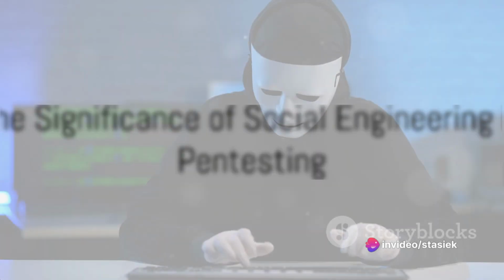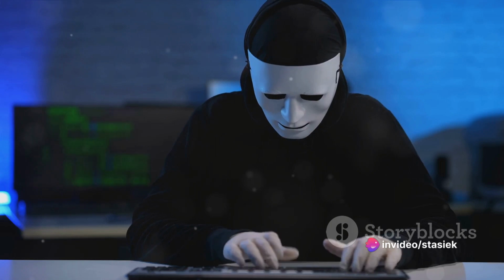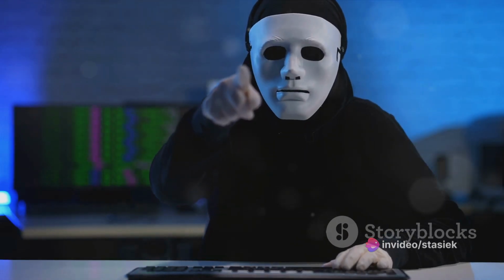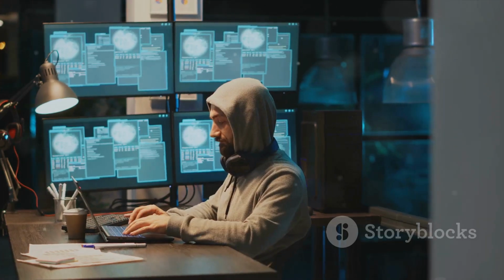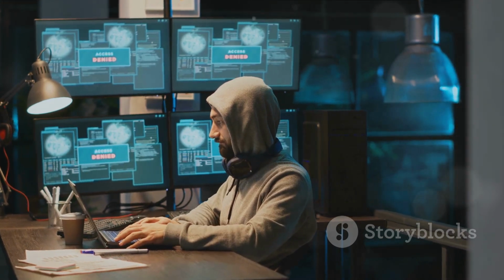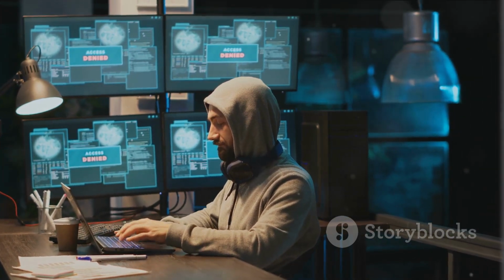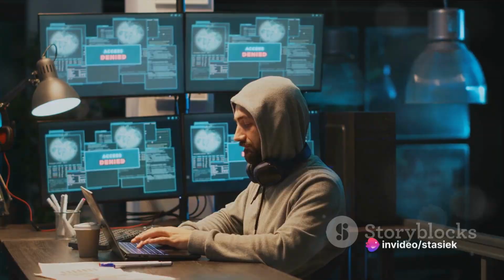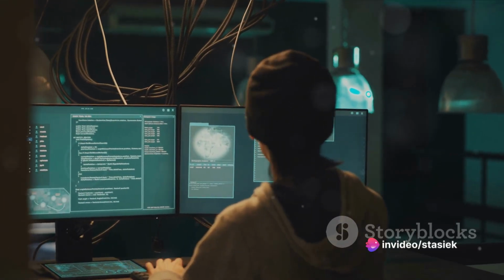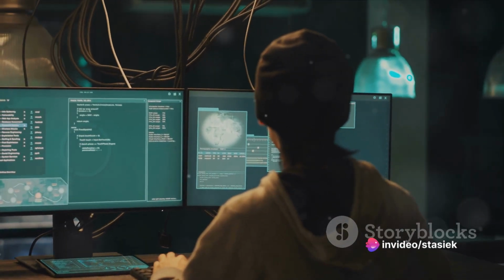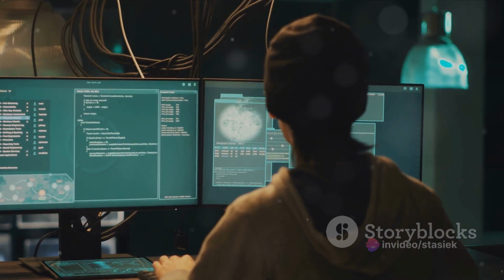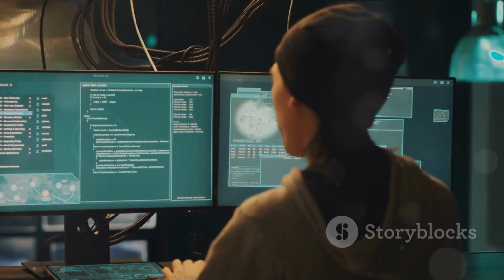Ever wondered how crucial social engineering is in the world of pen testing? Well, buckle up, because we're diving deep into this fascinating subject. Social engineering is a concept that often gets overlooked, but it's a vital part of pen testing. In fact, it's the human element of cybersecurity. It involves manipulating people into revealing confidential information or performing actions that compromise security.